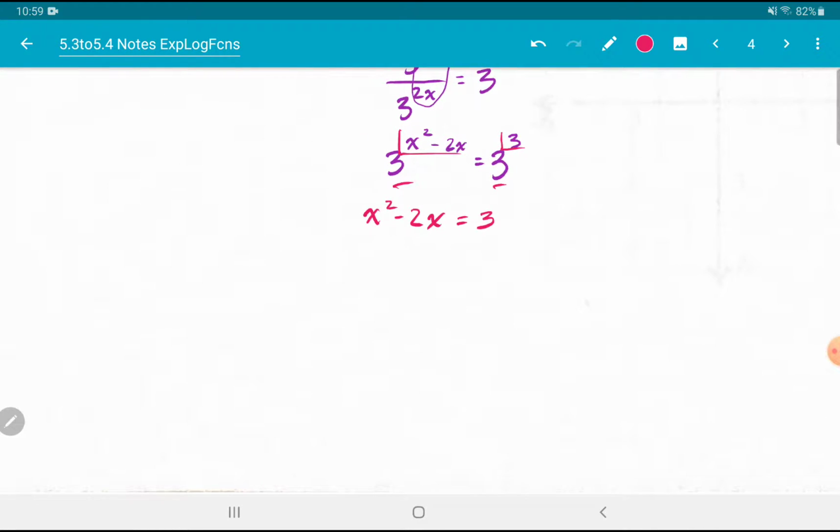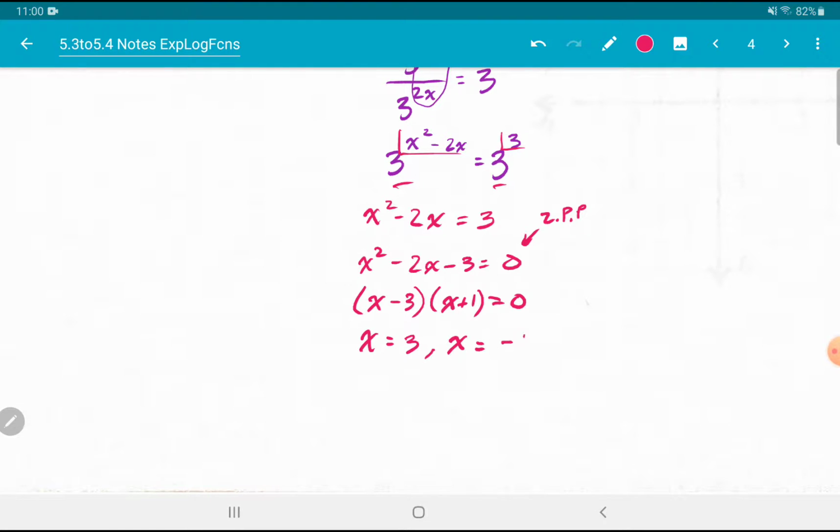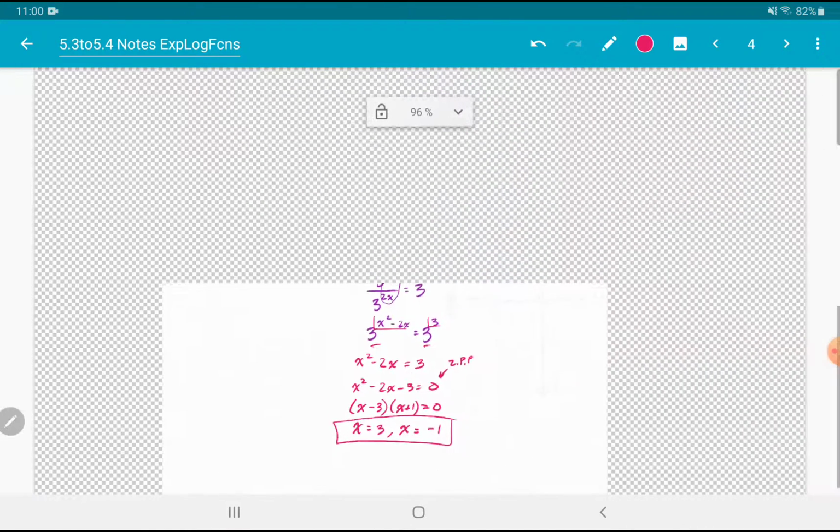We can solve that. Now remember, if you want to solve a quadratic, you do need to get the zero product property. So we need to subtract the 3. Make sure you show that you get the zero product property so you can actually factor your quadratic. Okay, so in doing so, this is factorable. That's x minus 3 times x plus 1 equals 0. So therefore, x is 3 and x is negative 1. There we go.